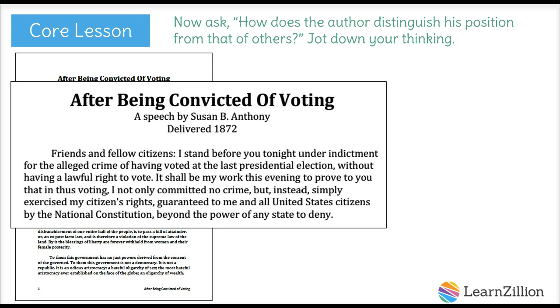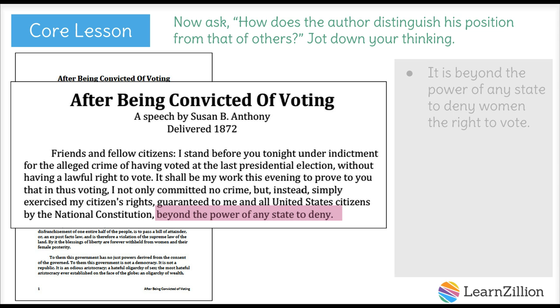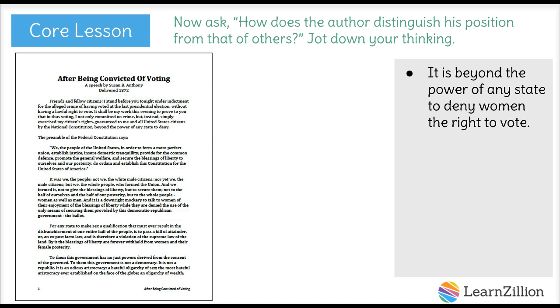In this paragraph, I found some evidence showing Anthony has a different position from others. In this sentence, Anthony indicates that states do not have the power to deny women the right to vote. This is in opposition of those who have charged her with a crime. Let's jot this down on our notes. Now that we jotted down our first note, let's go back to our text and keep reading to see what else we are able to find.